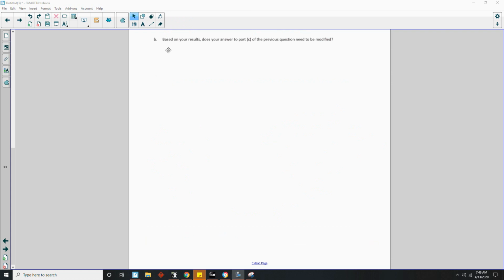Okay, so part B says, based on your results, does your answer to part C of the previous question need to be modified? Well, I could say this. The new equation retains the original solution and may add a second solution, but not necessarily. Okay, because we did see that in the prior problem where we did find a second solution, but this one only had the one.